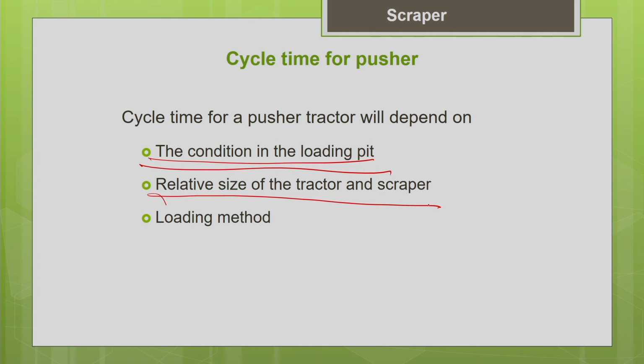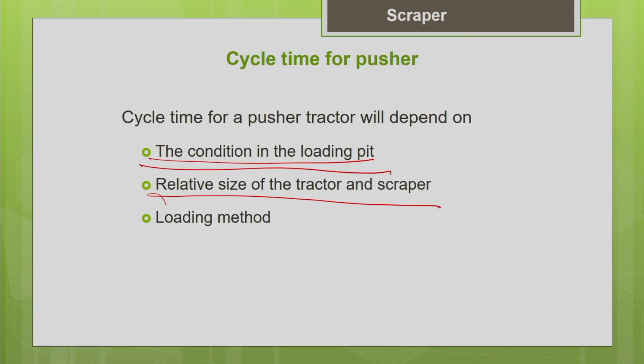It also depends upon the relative size of the tractor and the scraper. It's very important. So we have to select a pusher size compatible with the size of the scraper. For a bigger scraper, you need to choose an appropriately bigger pusher, so that you can reduce the cycle time. So the relative size of the tractor and the scraper also affects the cycle time of the pusher.